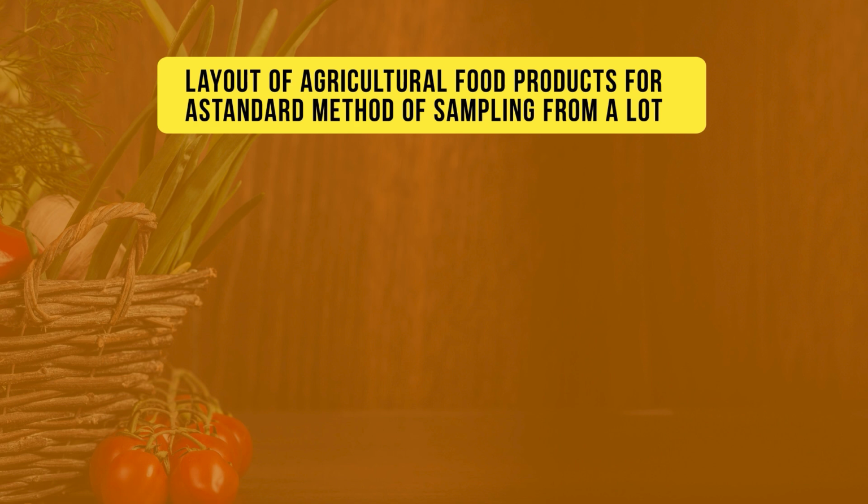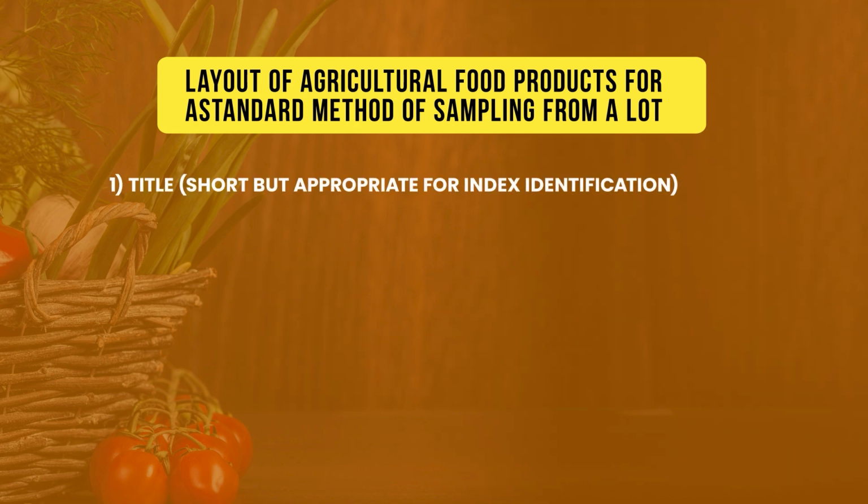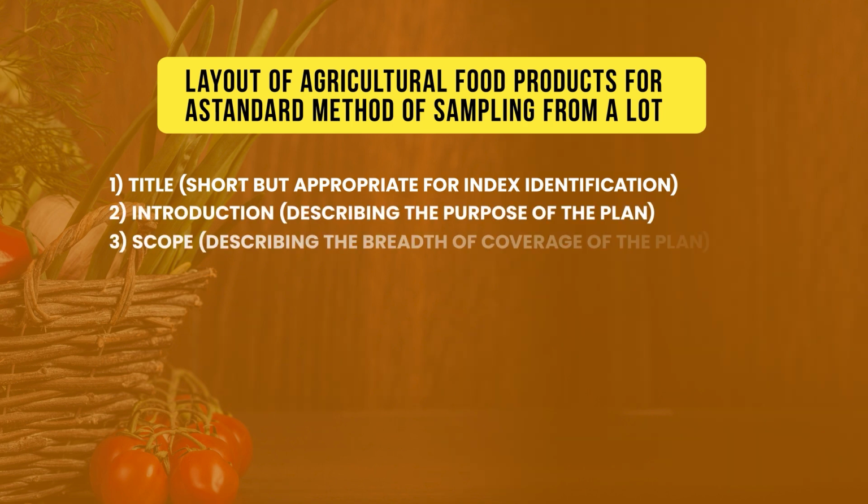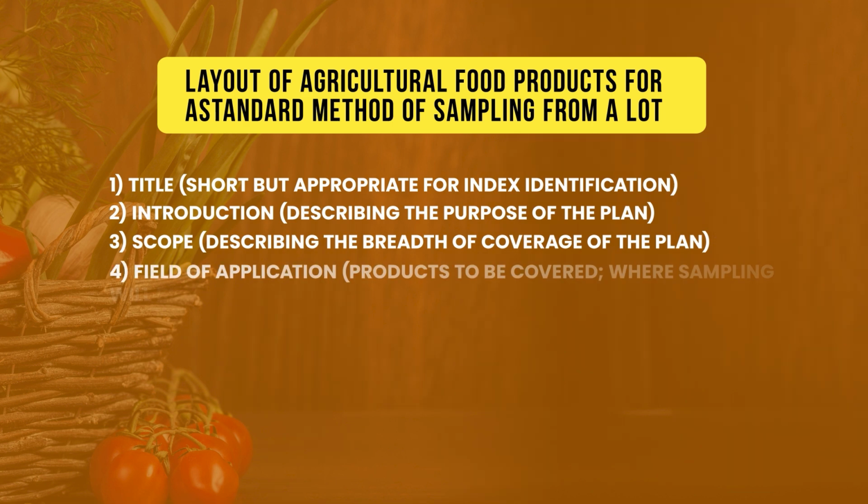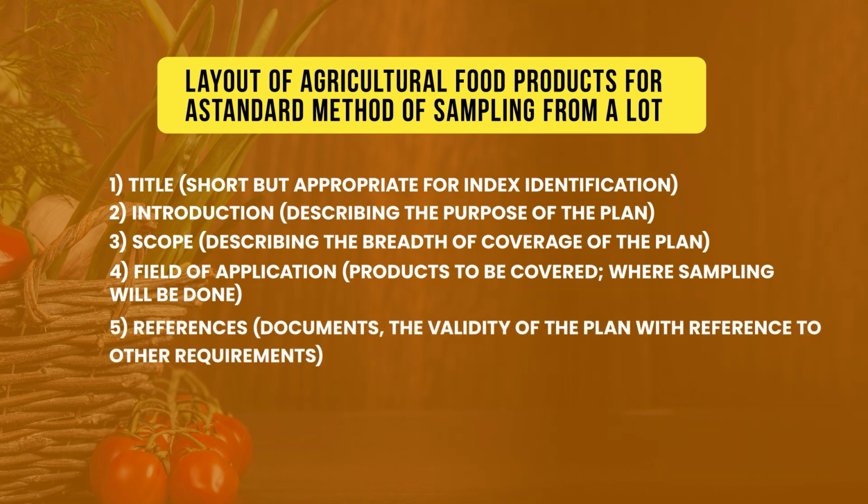of view. Now let us see a layout of an agriculture product. What kind of things you should cover? You should cover short but appropriate index identification, title of sampling. Introduction, describe the purpose of the plan. Scope, for which this is, what this plan covers, describing the breadth of coverage. Field of application, products to be covered, where sampling will be done. Reference, documents the validity of the plan with reference to other requirements.